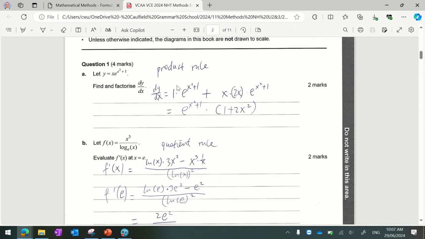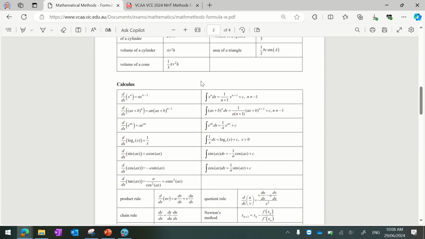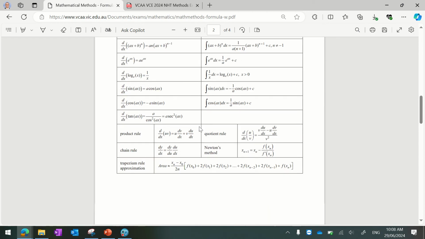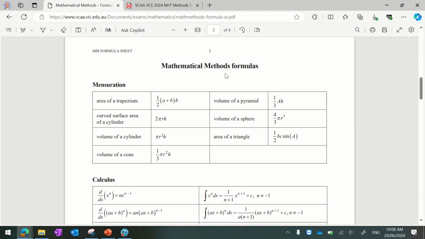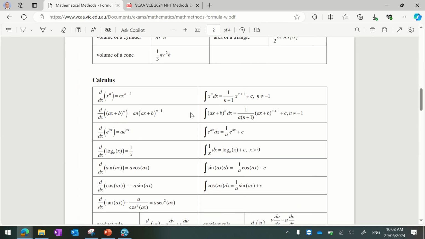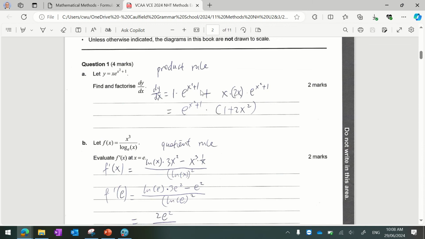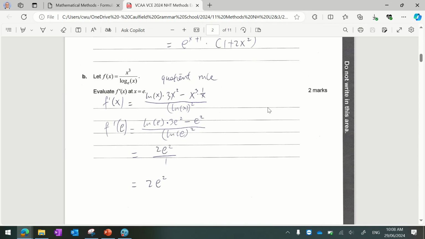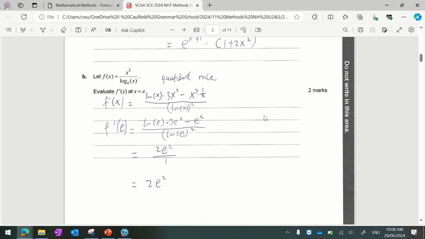You just basically follow the formula for product rule, and if you happen to not recall the formula for product rule in the exam, it is in your formula sheet. So this is the formula sheet that is provided to you in exam 1 and exam 2. So even in exam 1, you can just look at the formula sheet and follow the formula for product rule to execute this question.